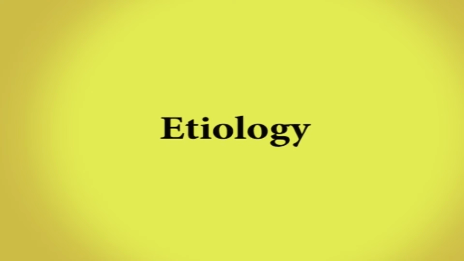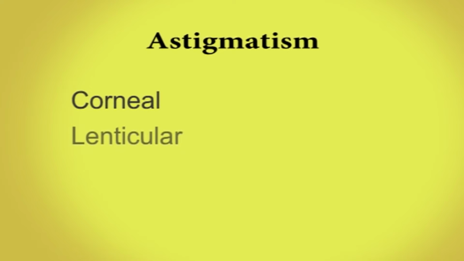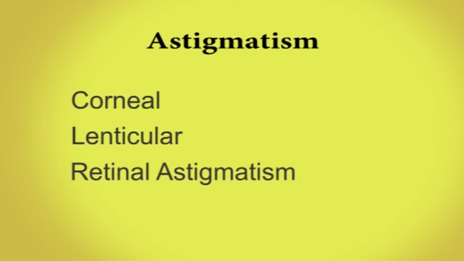Astigmatism can be broadly classified as regular and irregular. It can also be classified based on various other factors. Now let us try to see each of the classifications in detail. The first classification that we are going to see is the one depending on the etiology. Astigmatism can be classified as corneal, lenticular, and retinal astigmatism.